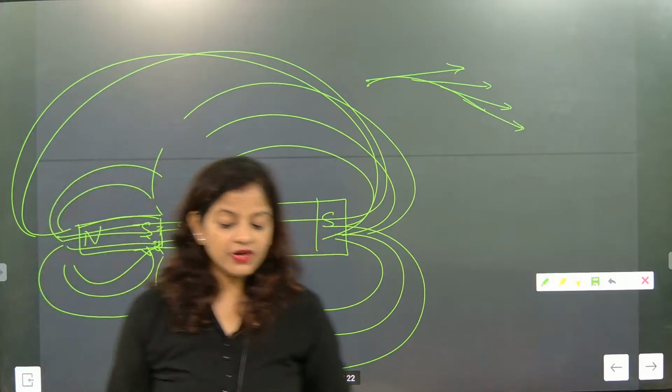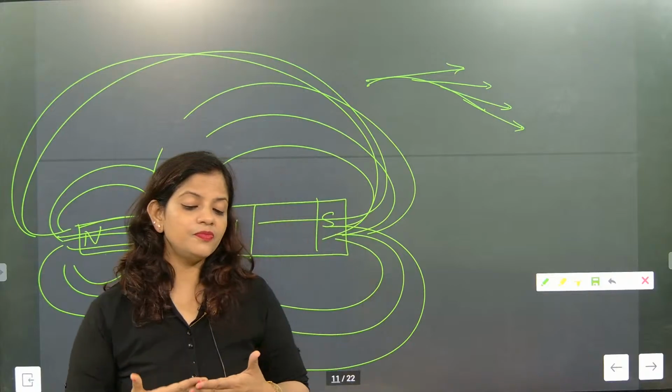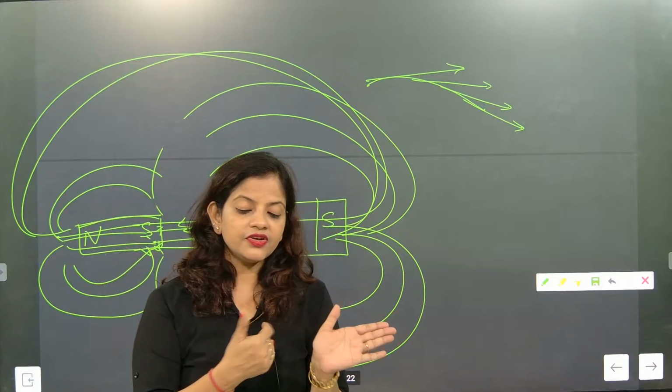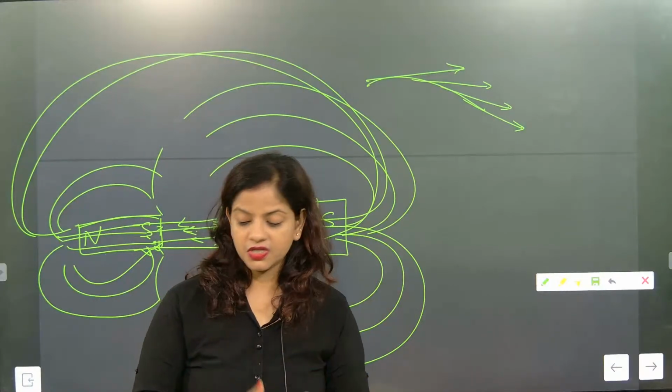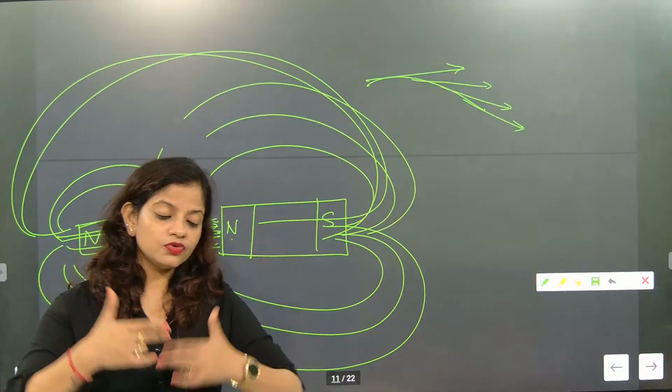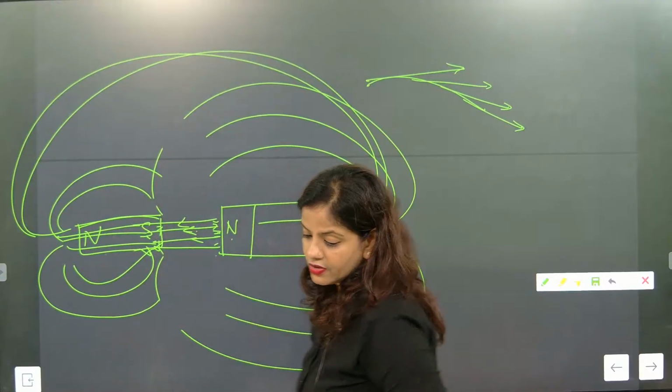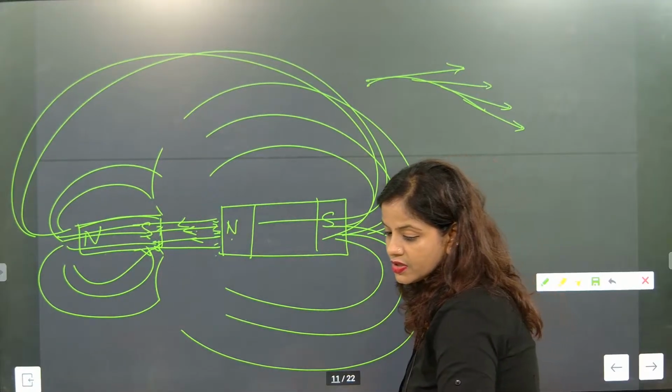So magnetic field lines, north and north will always be repelling. If we do like this, attraction. If we do like this, repulsion. Understood? Because the lines of force will intersect and it will break the rule of direction. Understood?